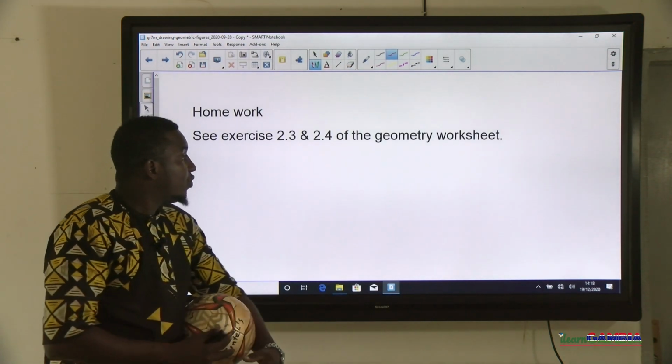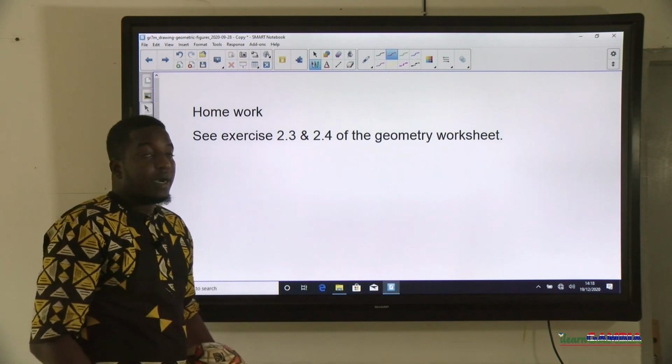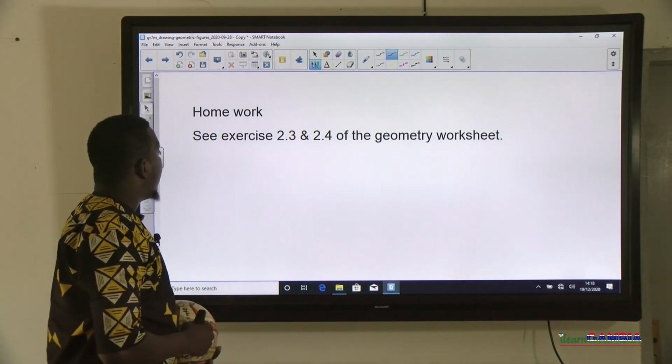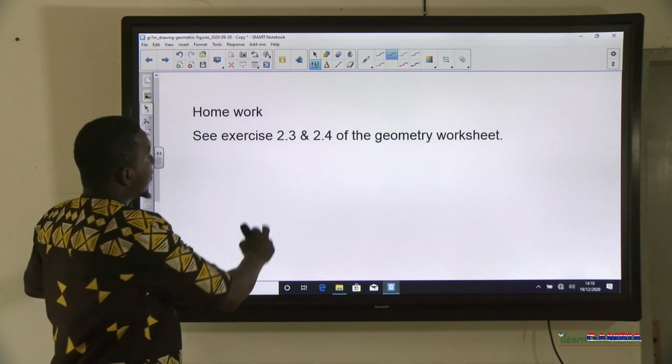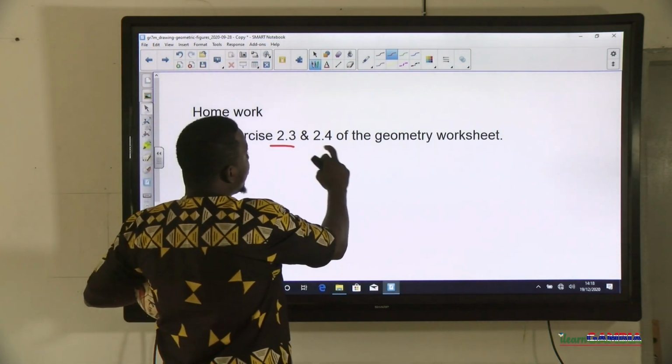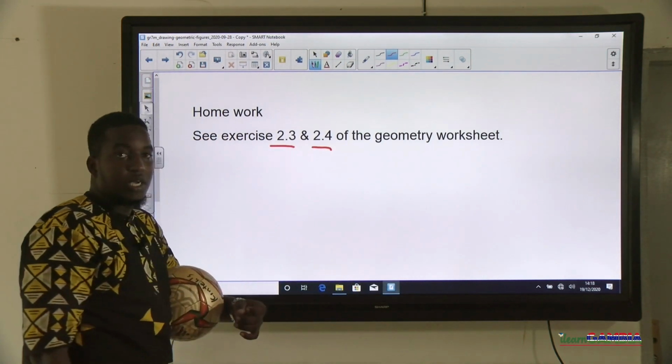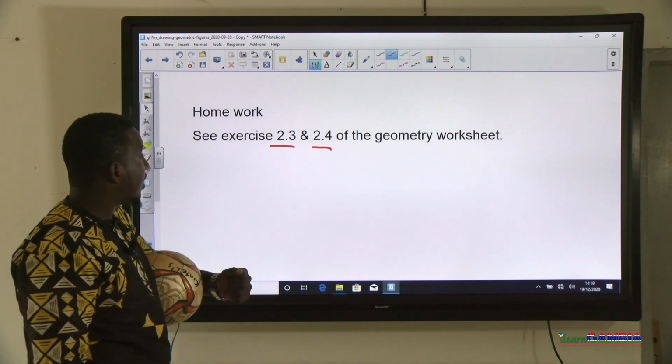That brings us to the end of the lesson. I will leave you with a homework. You are going to see exercise 2.3 and 2.4 of the geometry worksheet and solve the questions that are there as your exercise.